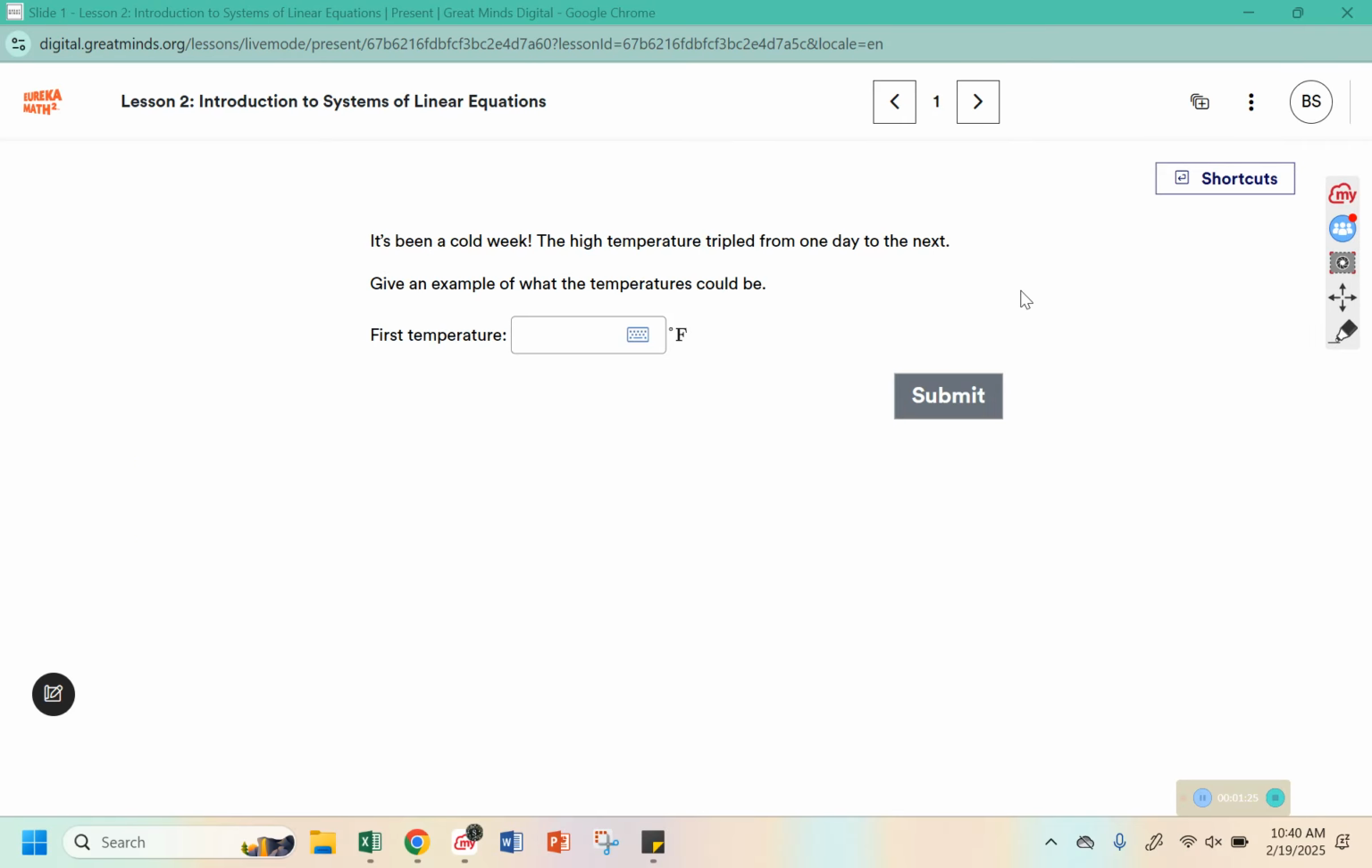This is a digital lesson, so if you have access to it, go ahead and open it up in Great Minds. It says, it's been a cold week. The high temperatures tripled from one day to the next. Give an example of what the temperatures could be. So if it's a cold week in Fahrenheit, a cold week might be 20 degrees as the high. If it tripled, 20 times 3 would be 60. That's still somewhat cold.